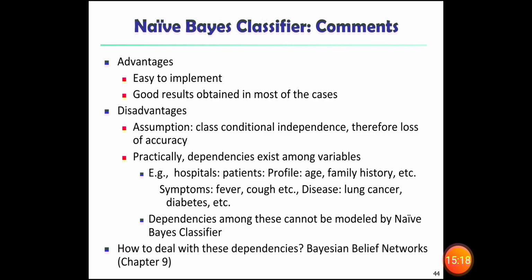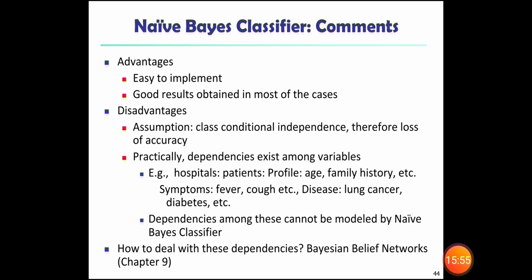Now, what are the advantages of the naive Bayes classifier? Why do we need to go for the naive Bayes classifier? And what are the disadvantages of the naive Bayes classifier? We'll discuss over here. The advantages: it is easy to implement. Once the training data set is given, if you are able to understand the class label and the values presented in the training data set, then you can easily implement this naive Bayes classifier. This is the first advantage.